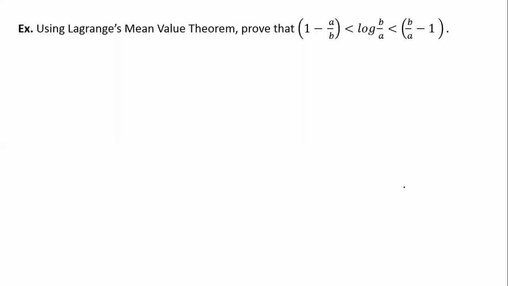Using Lagrange's mean value theorem, prove that 1 minus a upon b is less than log of b by a, which is less than b by a minus 1. So let us see the solution. Here f of x equals log of x. Let us define it in the closed interval a to b, where 0 is less than a less than b, because we know that log of 0 is minus infinity and log of a negative quantity is never defined. So we are saying a is greater than 0 and b is greater than a.